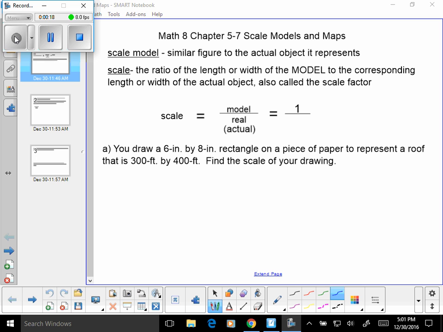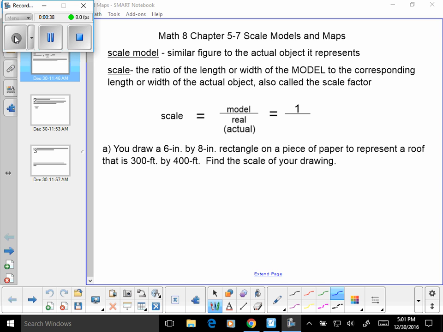Some of you may be familiar with model airplanes or model trains. Even some of the Star Wars toys, for example, are based on a scale that's supposed to have come from the movie models, okay? We're going to be working with the scale. It's another word for scale factor.